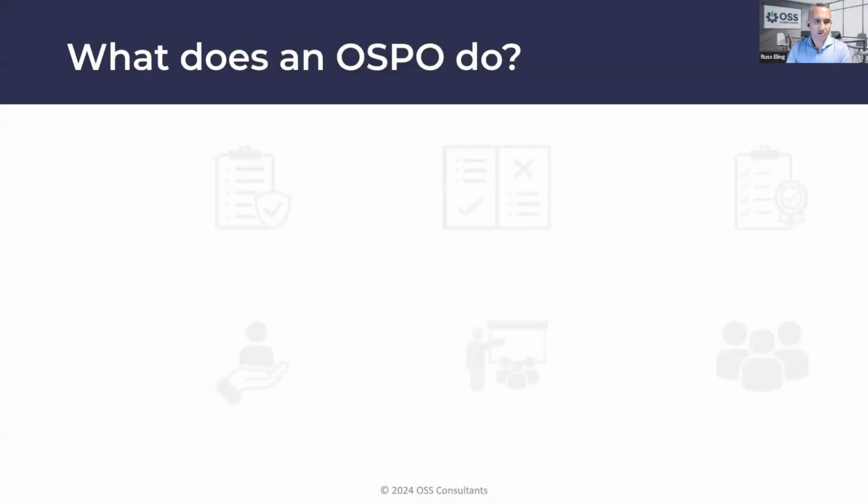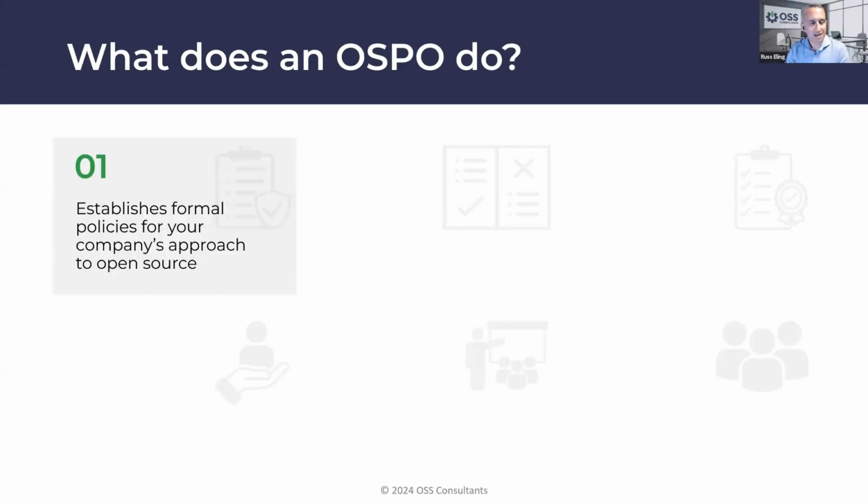So let's go down just one level in the spirit of OSPO 101, and we'll talk about what an OSPO does. So first off, it establishes and maintains formal policies for your company's approach to open source. This is often done in consultation with technical leadership as well as legal.